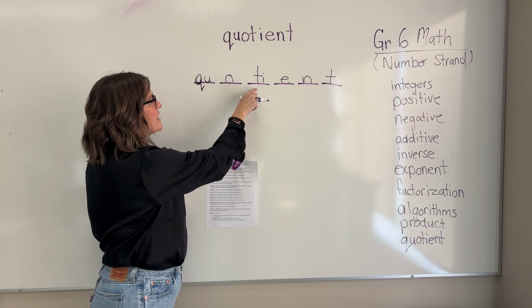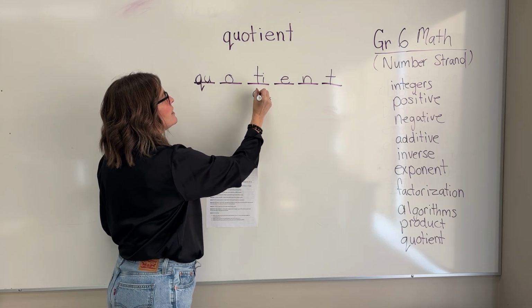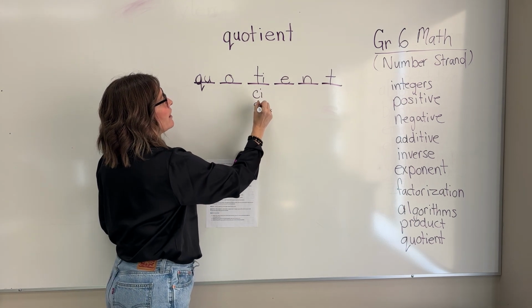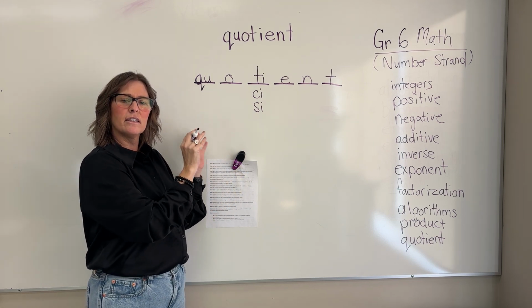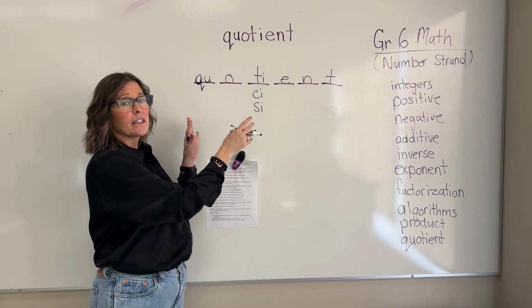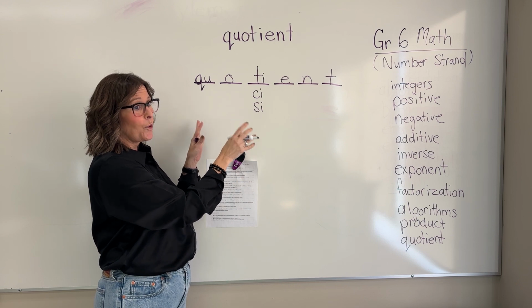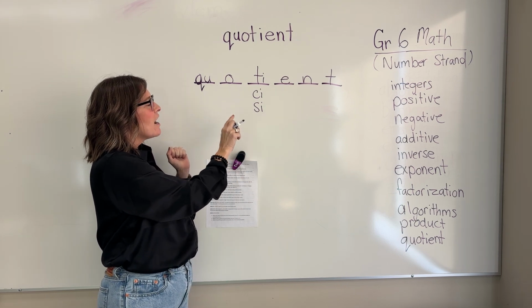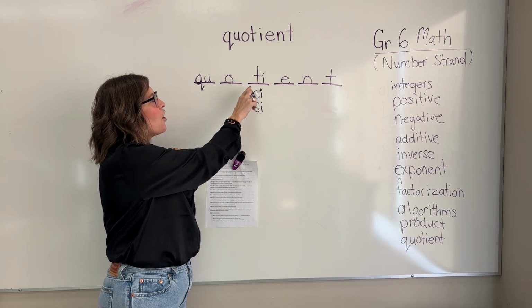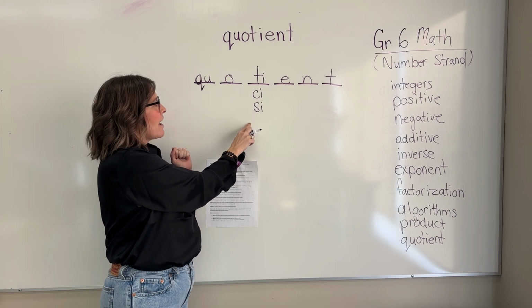Quotient. The TI, CI, and SI always start a second syllable. When in a 2-syllable word, you can use the TI, CI, and the SI to start it. And they're all going to make the sh sound.